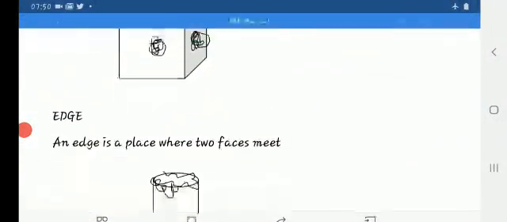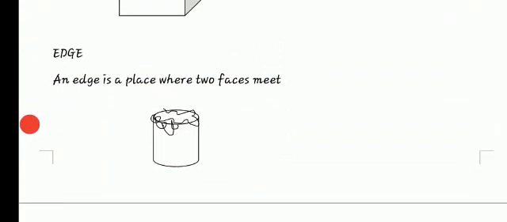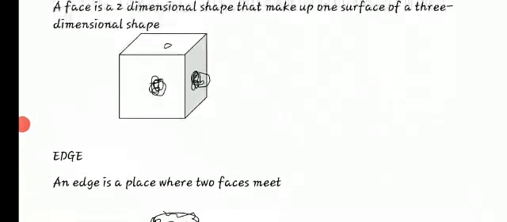We'll go to edge. An edge is a place where two faces meet. Look at this cuboid. Edge is where this upper part and this side part meet, the place where they meet is what we call edge. This side one and this front one, where they meet, is where we call edge.